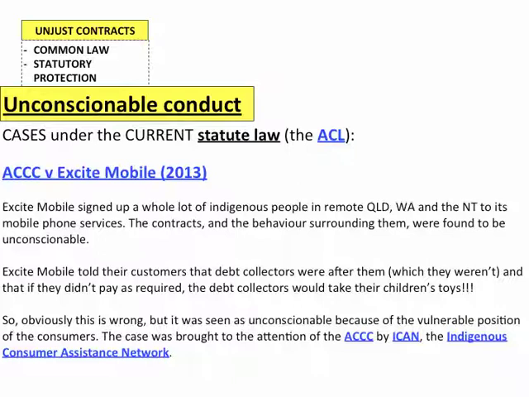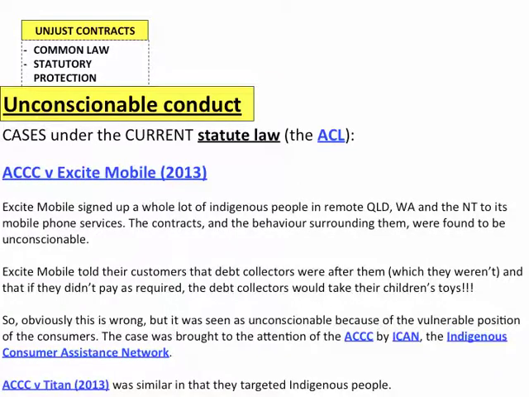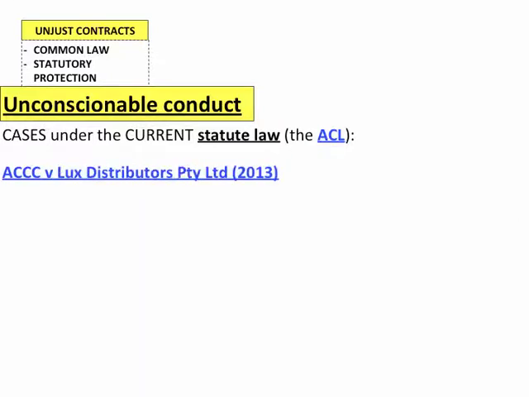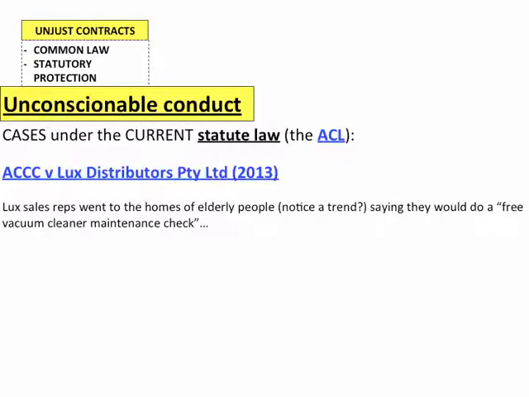And the HSC and Titan was similar in that they targeted Indigenous people again. Now, there's another type of person that can be taken advantage of, and this was in the HSC and Lux distributors. Now, Lux, what they did is they sent these sales reps to the homes of elderly people. So, like Craftmatic, they sent them to elderly people's houses, and these people were like, "Look, I'm not selling anything.